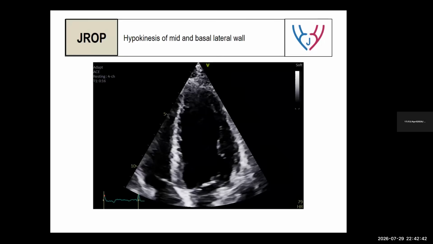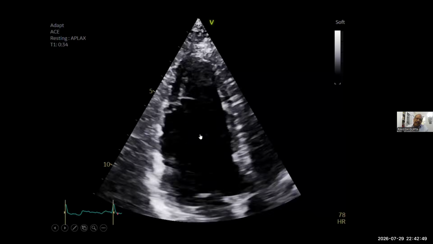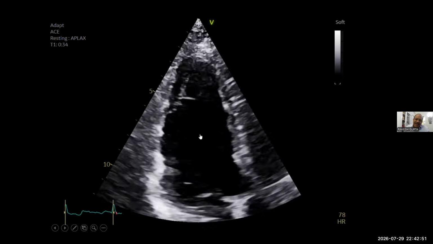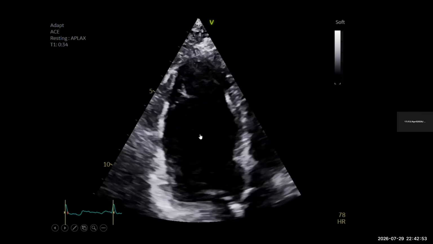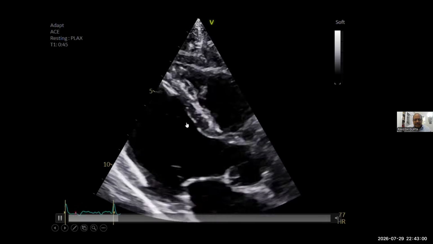So what ECG changes would be there in circumflex territory? Sir, in lead 1 and aVL there will be changes, and in lateral leads there will be changes. So we can have changes in 1, aVL, V4, V5, V6. Yes. So akinetic mid and basal posterior wall. That was the answer for this.